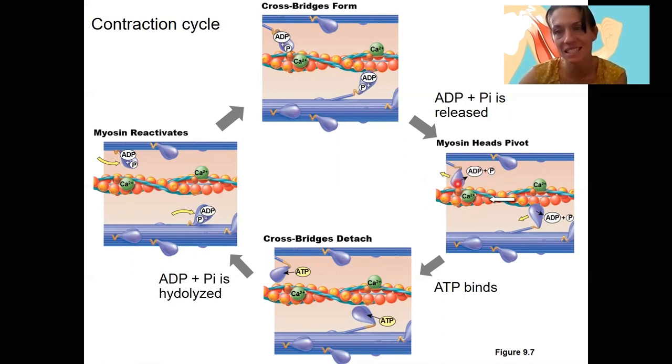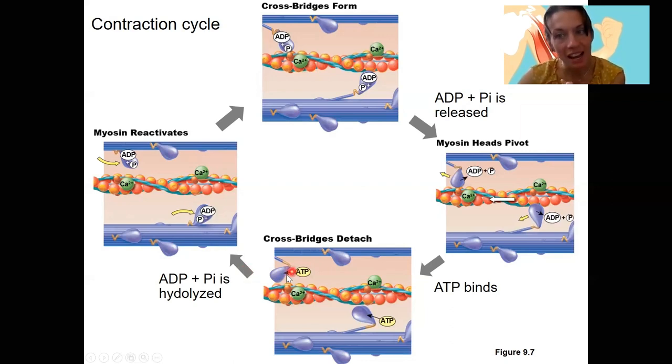It's a tight bound state. Actually, this is what causes rigor mortis. If you don't have a new ATP come in because you're dead, you stay here, contracted, firm muscles that cannot contract anymore, but cannot relax either. In the living body, we've got a new ATP coming in, and that's why the mitochondria are so important in your muscle cells, producing ATP all the time. So ATP can come in, and that causes the cross bridges to detach, releases myosin from actin, reactivating myosin. So that's what's happening from here to here.